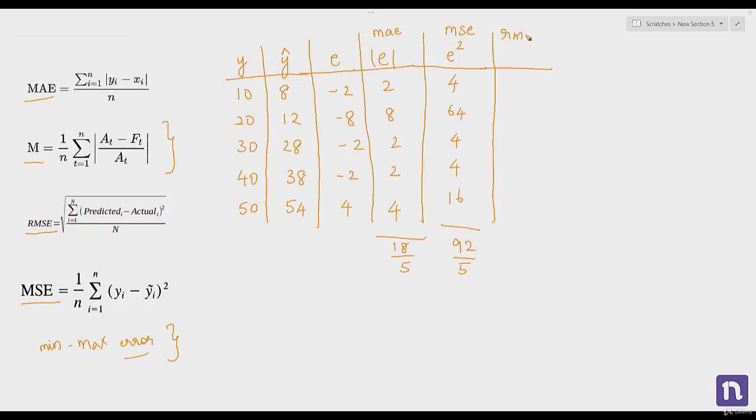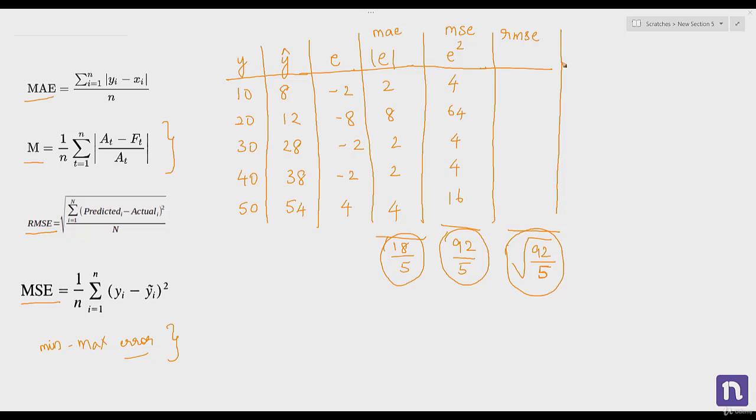Root mean squared error is very similar to the mean squared error, only that you take a root after doing mean squared error. This is meant to bring the errors on the same scale of the y variable itself. So this is the original scale. This is squared error. So this will be an inflated value. Taking a root of that will bring it to the original scale. That is root mean squared error.